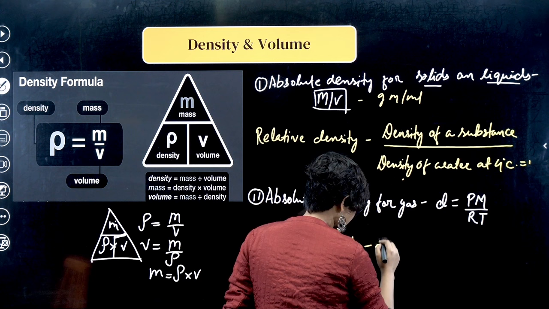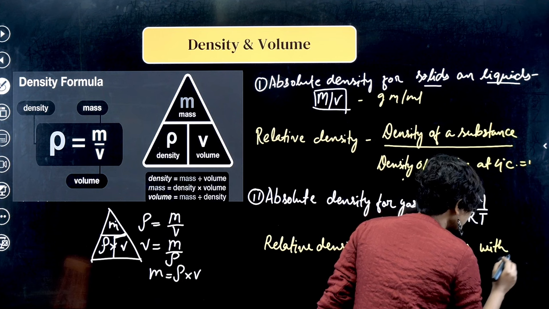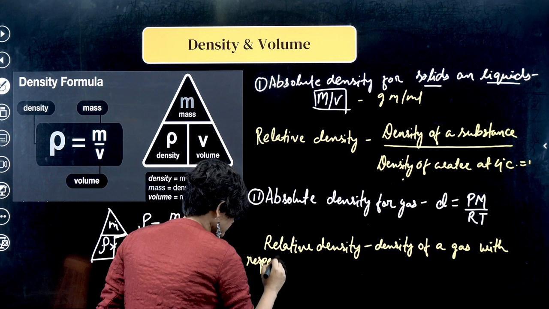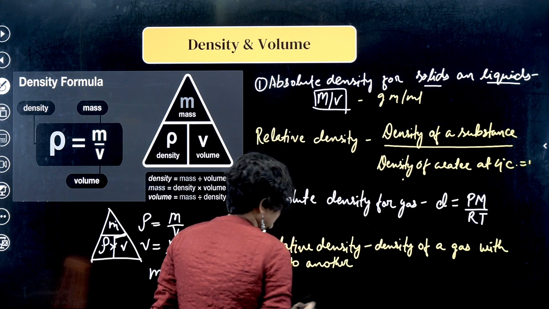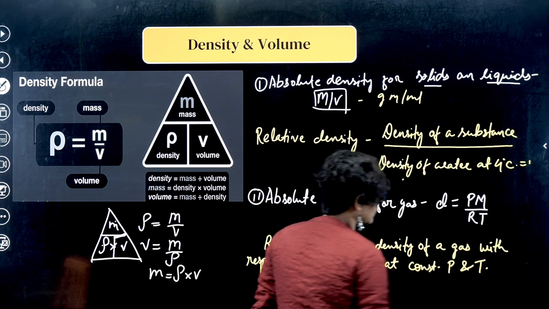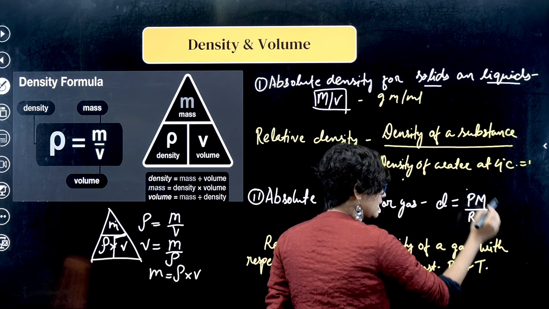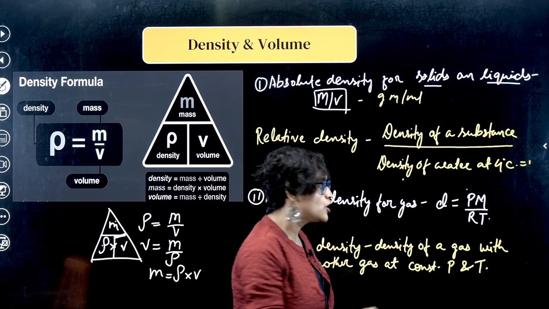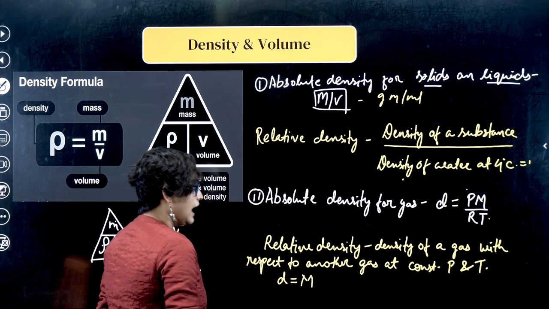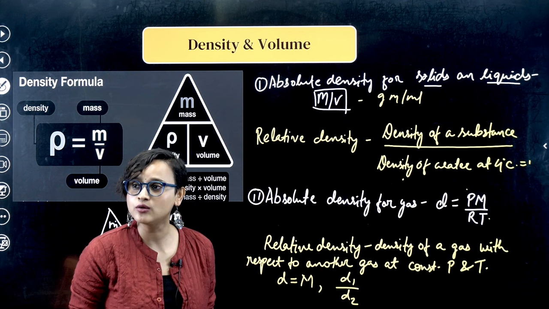Relative density is the density of a gas with respect to another gas at constant pressure and temperature. So if I want to write the same formula, take a look at it. P is constant, T is constant, R has always been constant, it is the gas constant. So I can write it as D is proportional to M, the density of a gas with respect to another gas. That means I can also write it as D1 divided by D2 is equal to M1 divided by M2, obviously.